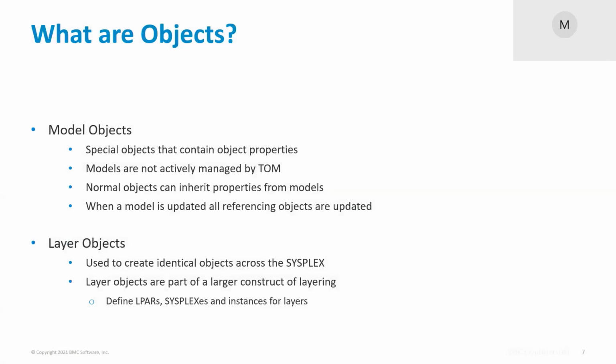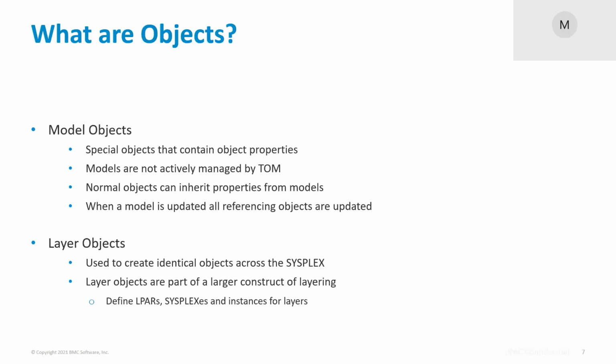So we have this notion of model objects, which are special objects that just contain properties. They're not managed by Tom. Instead, they're referenced by other objects that pull in their attributes. So for instance, you may build a CICS model that has the DFH1517 for initialization and similarly for start and stop commands. You could put those in a model, and then when you build your CICS objects, you could reference those models without having to define all those attributes. Furthermore, if you come back at a later date and you update the model, you don't have to update the objects that reference those models because they will be updated automatically.